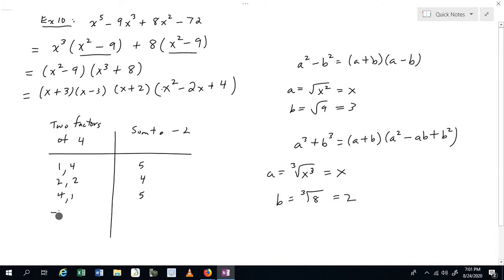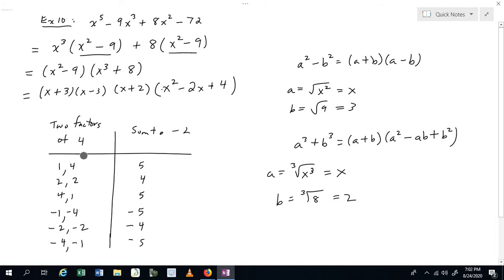So then you go to the negatives, and negative 1 times negative 4 gives you negative 5. So that doesn't work. And then negative 2 times negative 2, that adds up to negative 4. So that doesn't work. And then you jump to 3. Of course, negative 3 is not a factor of this, but then negative 4 is. Negative 4 times negative 1 gives you 4, right? So these are 2 factors, but then that adds to negative 5.